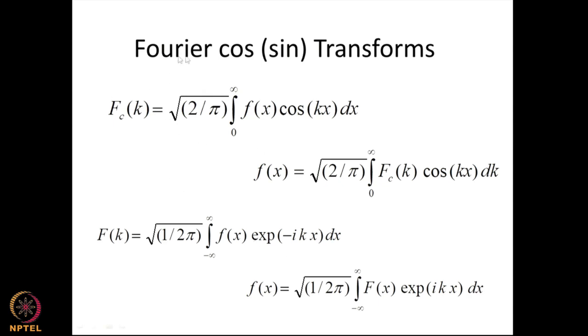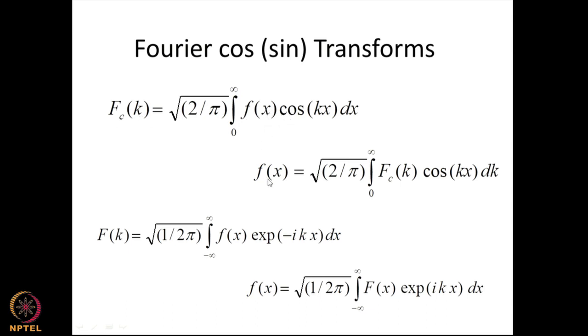So, let us see the definition of Fourier cos and sine transform. A cos transform f_c(k) is defined as square root of 2 over pi, integration 0 to infinity, f(x) cos kx dx. What this does: suppose you have a function f(x), it multiplies that function by cos kx and integrates from 0 to infinity to give a result which depends only on k now. When x is integrated out, the result will be a function only of k. So, that is a cos transform. So, f_c(k) is the cos transform of f(x).